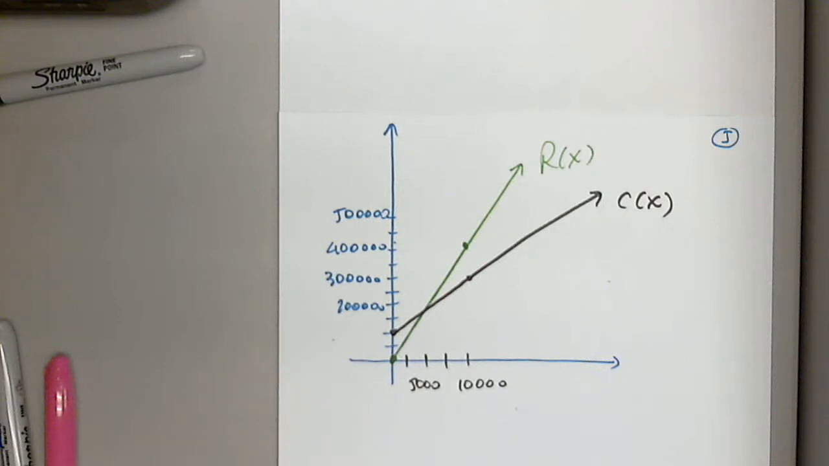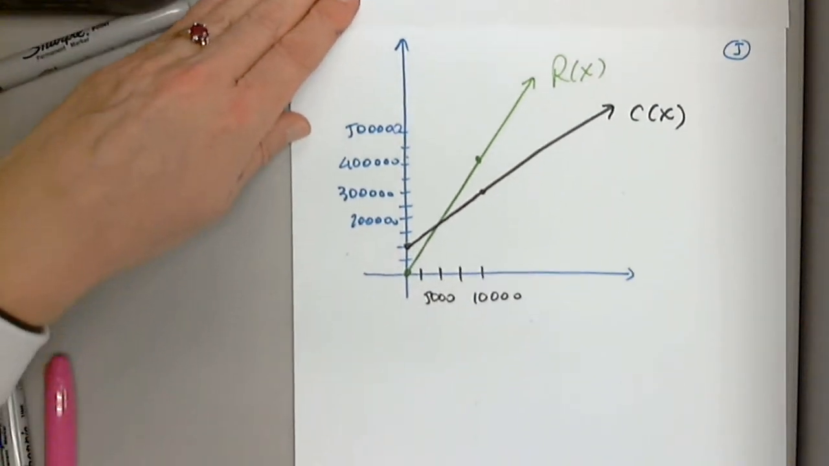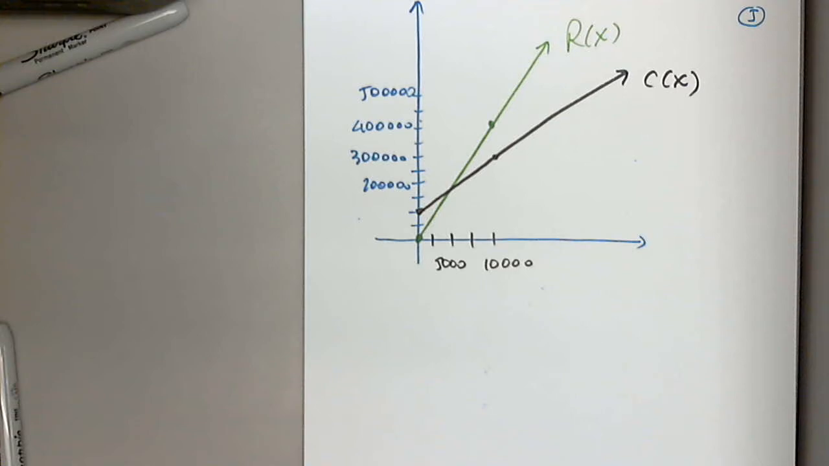So that was part B. They said using the same coordinate system, find and graph R of X and the total revenue. Part C, using the same axis as in part A, find and graph the profit function, the total profit from the production and sale of X calculators. Okay, so that's part C.